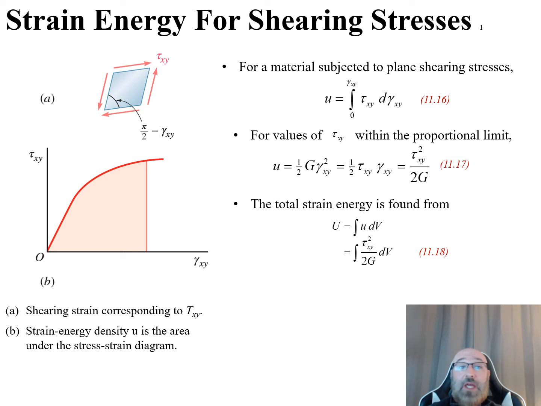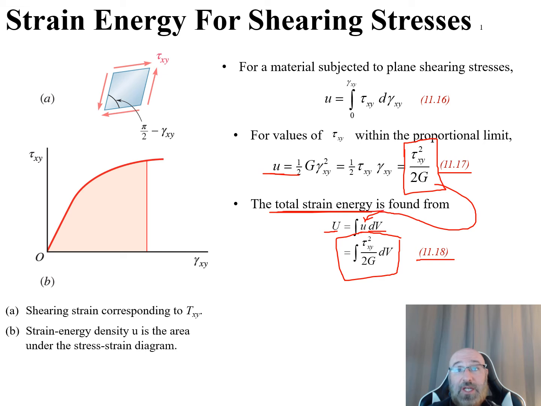Now that we have this relationship for our strain energy density, our lowercase u, from equation 11.17 in our textbook, we can find our total strain energy from equation 11.18, where our capital U, or our total strain energy, is equal to the integral of our strain energy density dV. We can plug in our relationship from equation 11.17, where our strain energy density is equal to our tau xy squared all over 2G. Plug this in for our value for u right there, and we end up with what we see here from equation 11.18. So our total strain energy is equal to the integral of tau xy squared all over 2G dV.